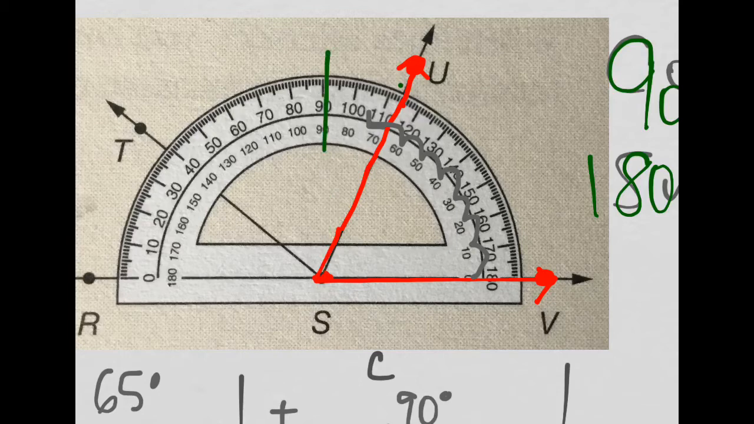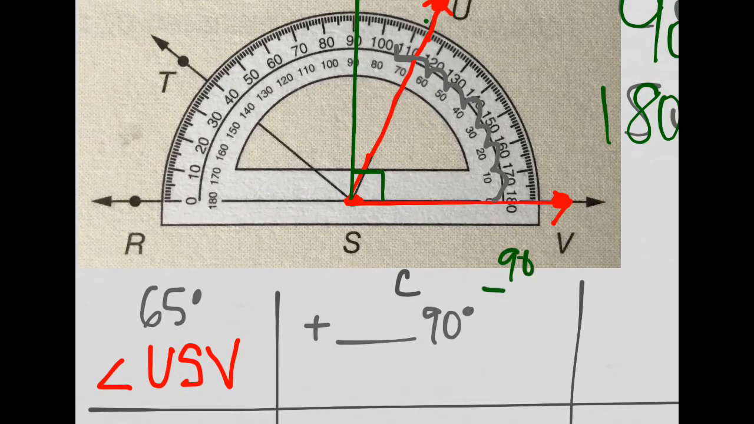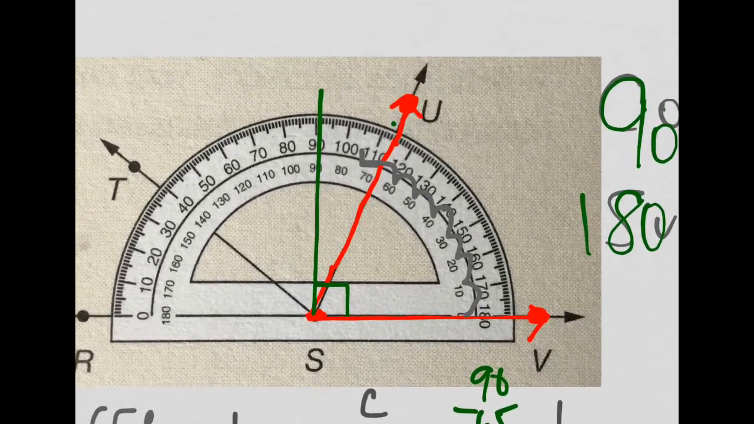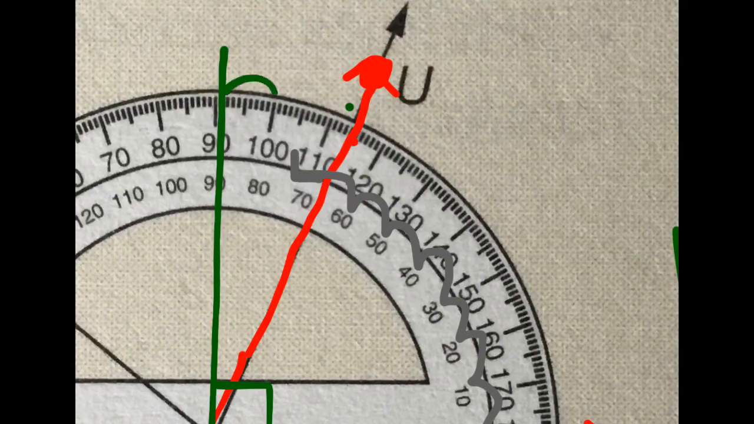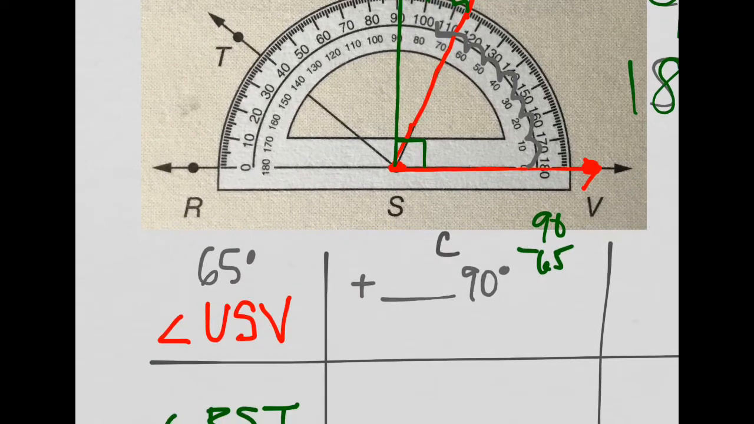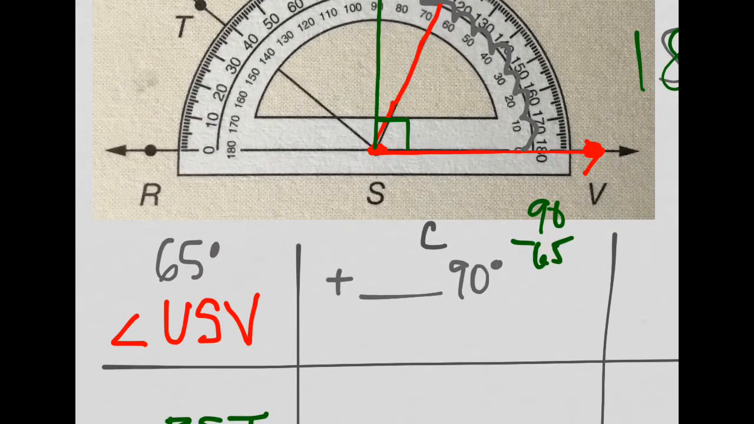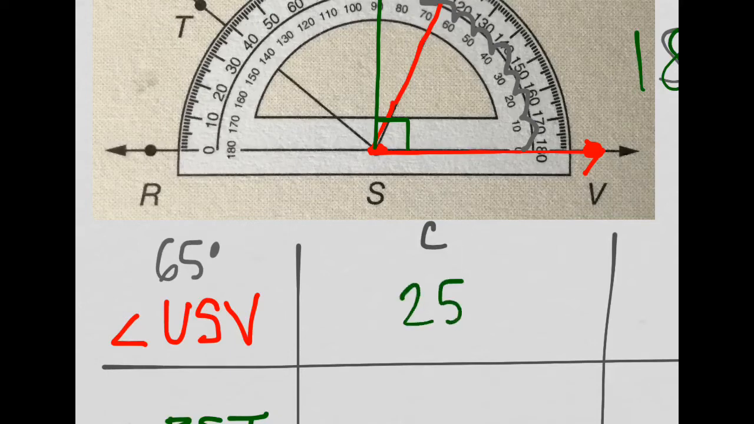Try to make that line straight again. There we go. All right, well, you could either do the math. You could take 90 minus 65, or you can just look on here and say, okay, how much further do I need to go? I need this little section. That's 25 more degrees. So the answer for the complement to angle USV is 25.